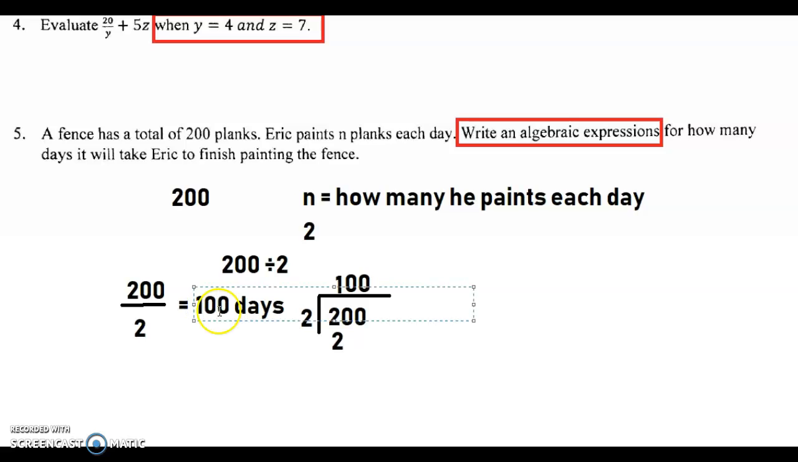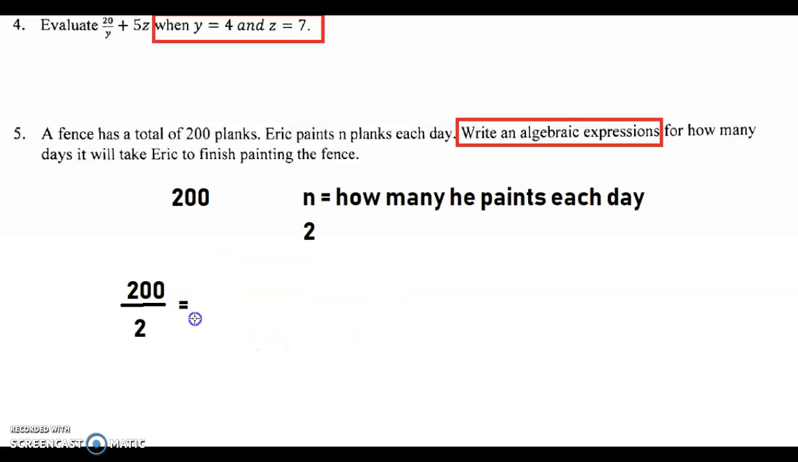If I could do 2 planks each day. But we don't know what that is. So that's how you check your answer to make sure it works. We don't know that it's 2. Instead of 2, it doesn't give us a number, right? It gives us n. So I'm going to put 200 divided by n. That's my answer here.